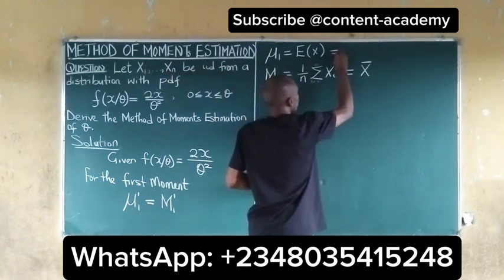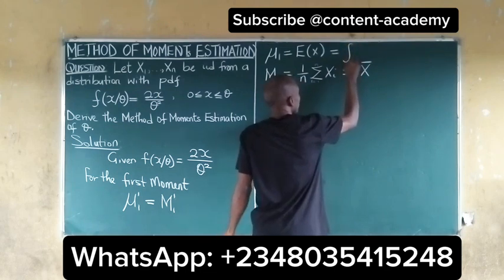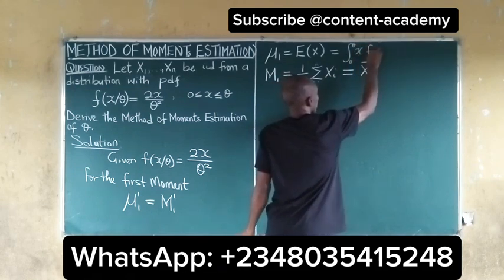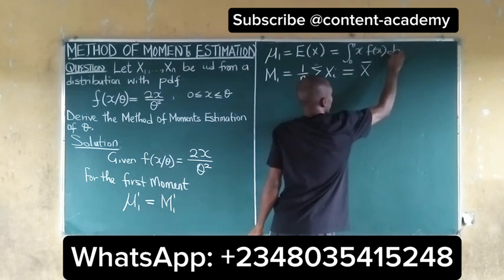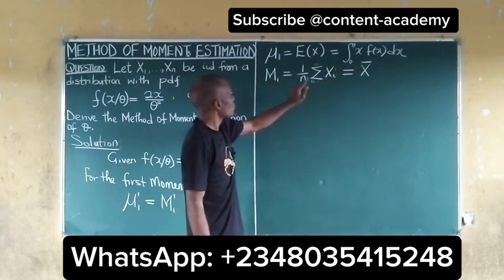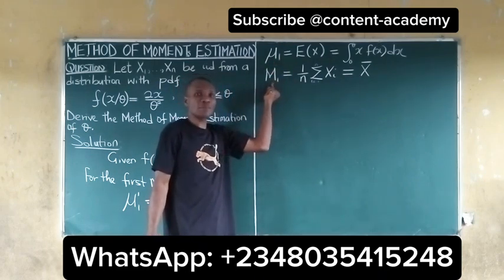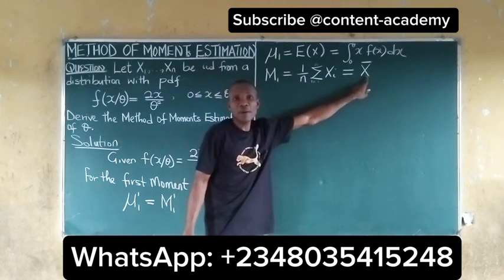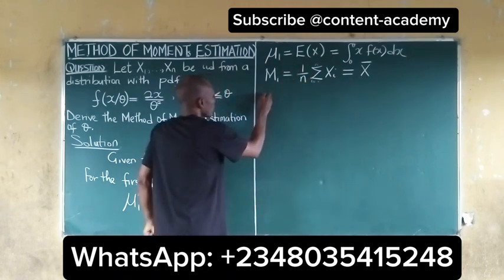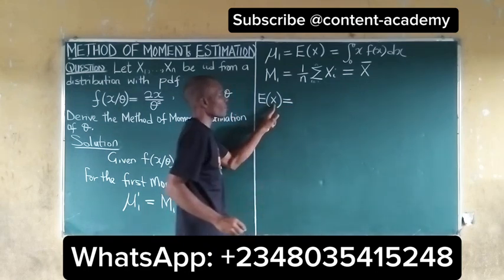Now, what is the population mean? Since we have this as our PDF, it is the integral from 0 to theta of x multiplied by the given PDF, dx. When we find this, we will equate it with what we have here. We've already looked for the sample mean, which is x bar. So we look for what the expected value of x is.